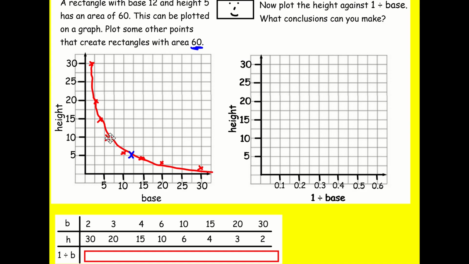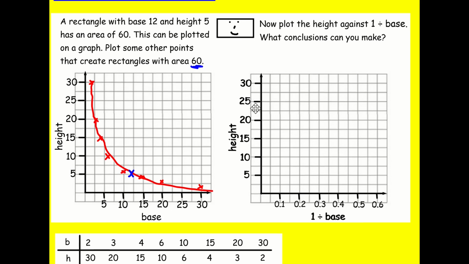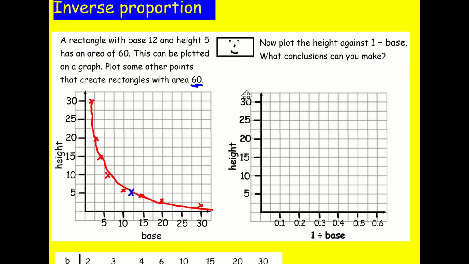Some of the numbers will be fractions, some of them will be irrational, like the square root of 60 times the square root of 60, which will give me a square with an area of 60. That'll be on there somewhere. And then we get a line that looks a bit like this. I hope you managed to do that. I know my line hasn't gone through all the points. It's meant to, it's just a bit hard on a computer to do that. And this is an example of inverse proportion.